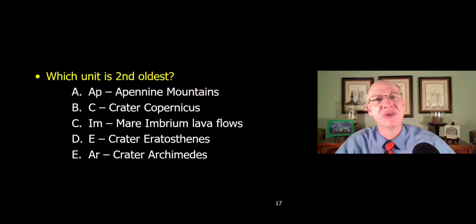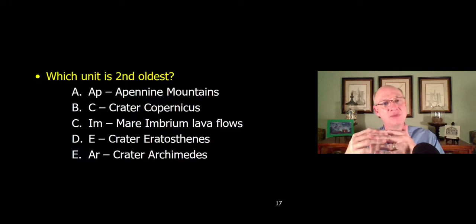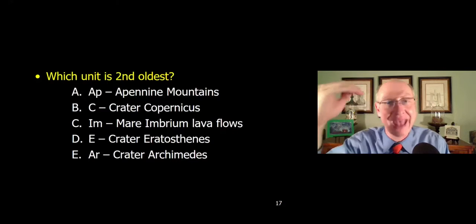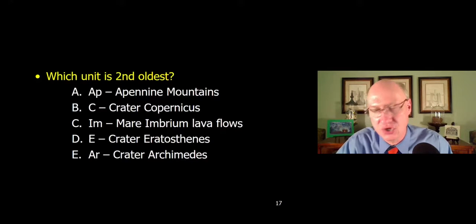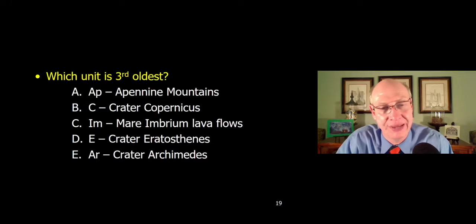All right, now I want you to figure out the third oldest unit. So right on the bottom of your page, you've got the Apennine Mountains written. Right above it, you've got the crater Archimedes. What came next? What is the third oldest unit on here? So go to Learning Catalytics and answer this question. What is the third oldest unit?